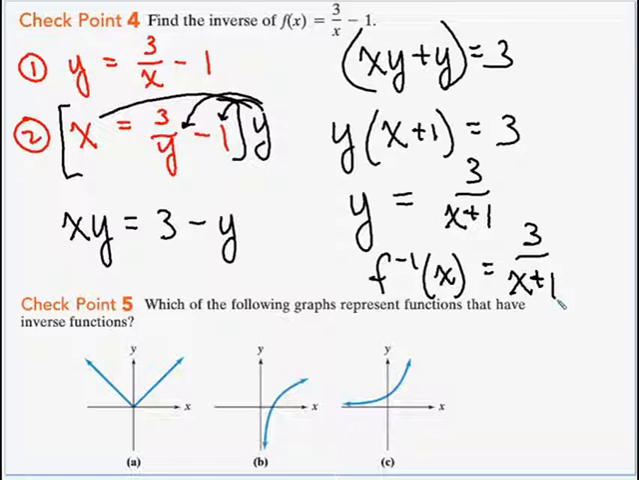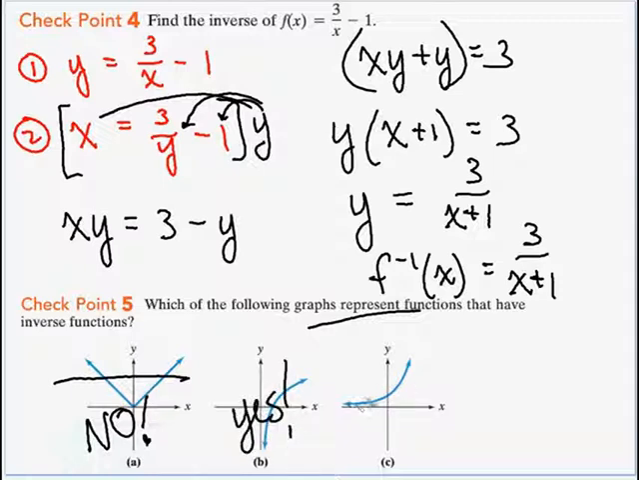Okay, down below, A, B, and C. Do the graphs represent functions that have an inverse? Well, here we're going to fail. Did not pass the horizontal line test. Here looks like a basic log function. Yes, that will pass the horizontal line test. And here's a basic exponential. That will also pass the horizontal line test.